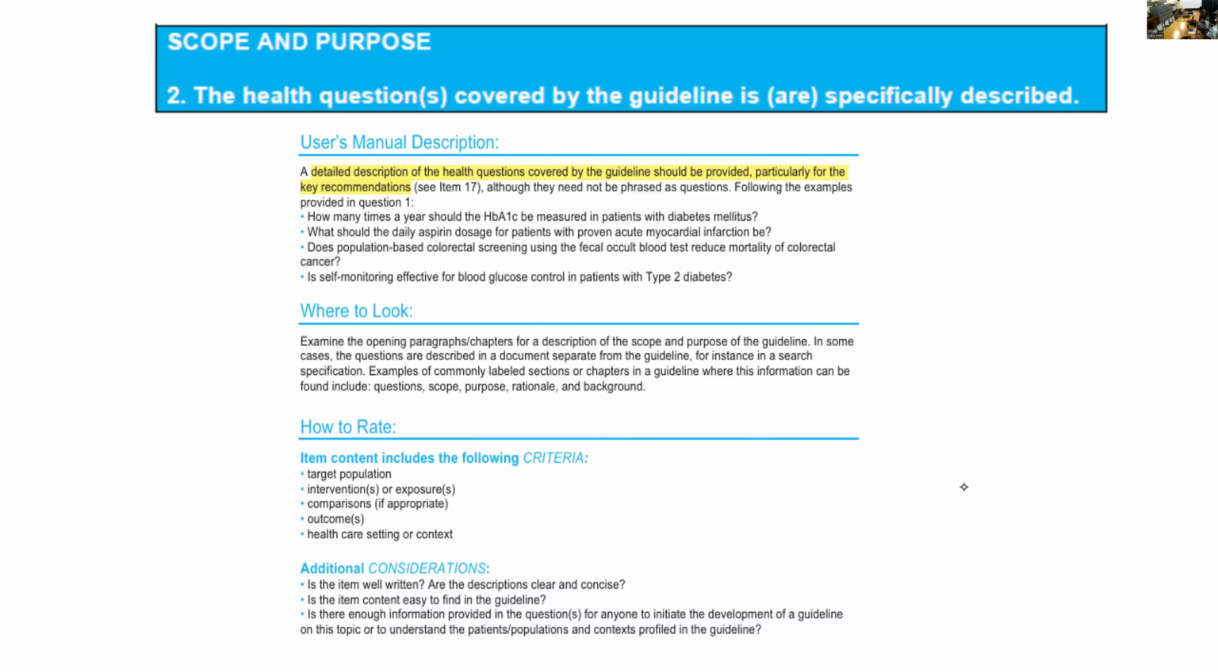Next question: the health question covered by the guideline is specifically described. So here a detailed description of the health questions covered by the guideline should be provided, particularly for key recommendations. So target, intervention, comparison, outcome, healthcare setting or context, just like you do for a PICO.